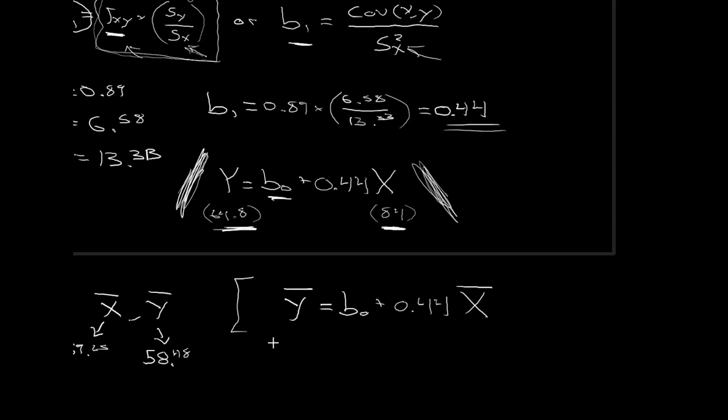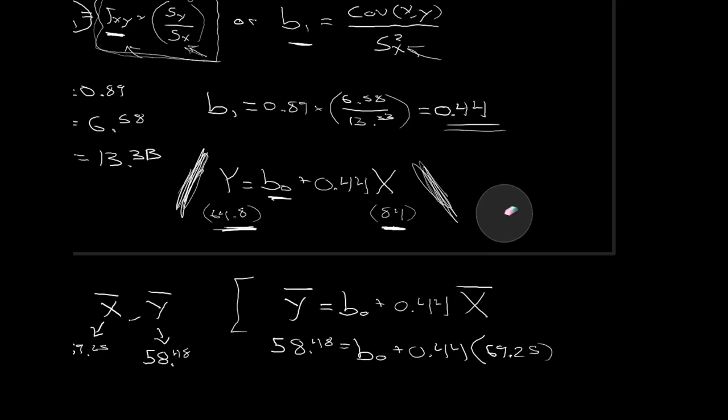So making that substitution, we have $58.48 equals B naught plus our slope coefficient that we calculated of 0.44 and our X bar, our average income of 69.25. Again, just to reiterate, the way that this works is that for any other value that we would have had here for X and Y, it would have been Y equals this functional form if we included an error term. 84 through this functional form plus some error could give us that 64.80. In this case, because y bar and x bar actually fall on the line itself, that error term would be zero. There'd be no error on this. Both of these values are on the line itself.